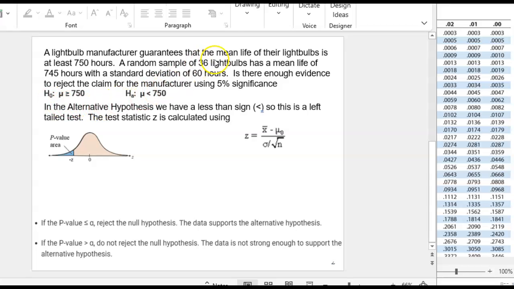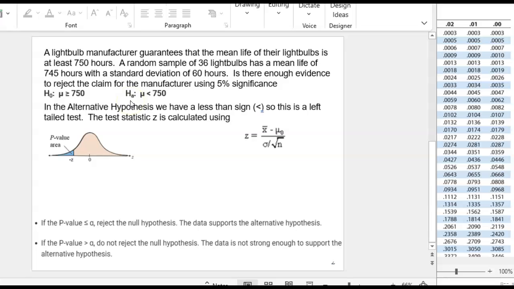In this example, the claim is at least 750 hours. That equates to greater than or equal to 750. So our null hypothesis contains mean greater than or equal to 750, and in this example, the null hypothesis is our claim. It doesn't have to be that way.